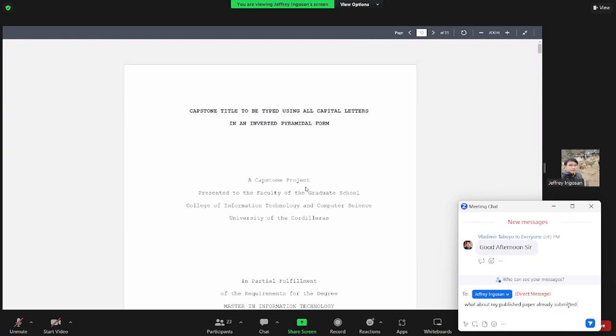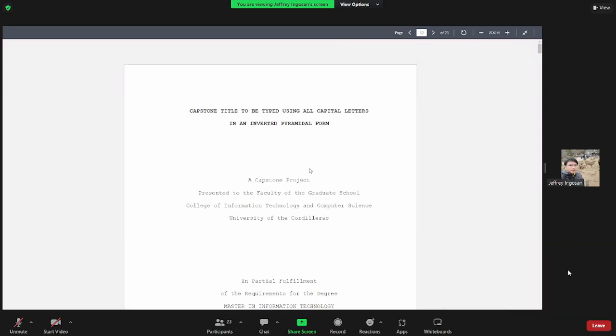For those who are already done with their publications, you communicate with your advisor. So your advisor would be the one to communicate with us, because your advisor will only endorse you for defense once you have the proof that you did the publication. So all your proof, all the documents, submit it to your advisor.